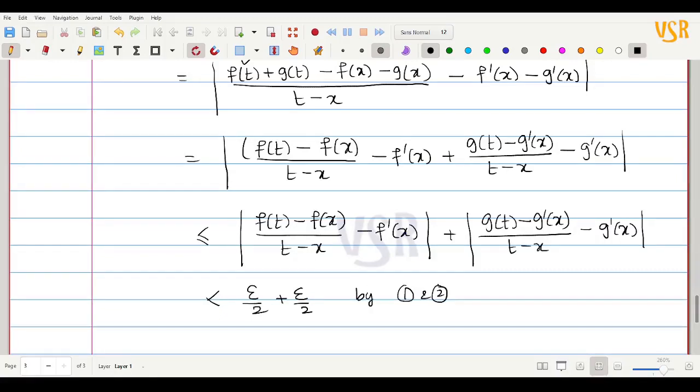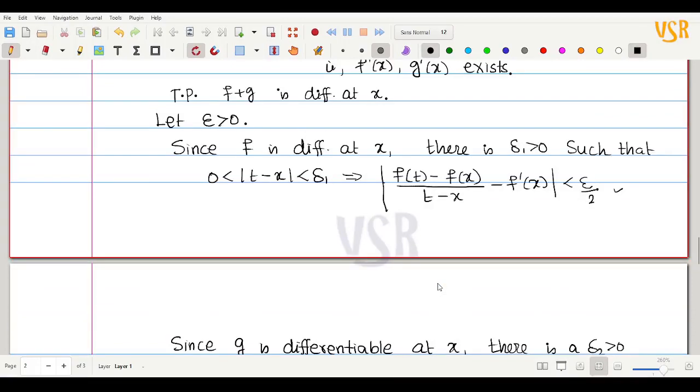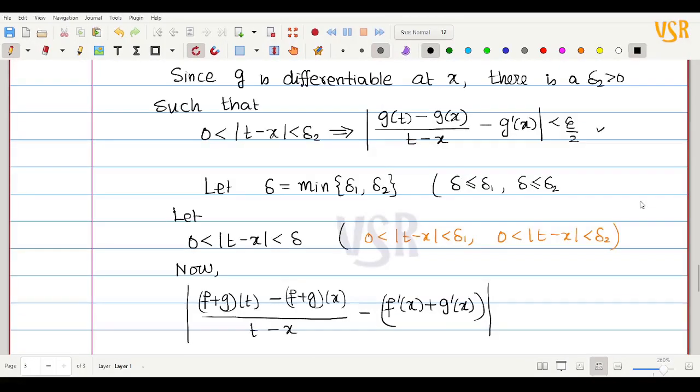Which one is this 1? This one is 1. So I call this 1 and this one 2. This is my 2. So from 1 and 2 we have this condition.